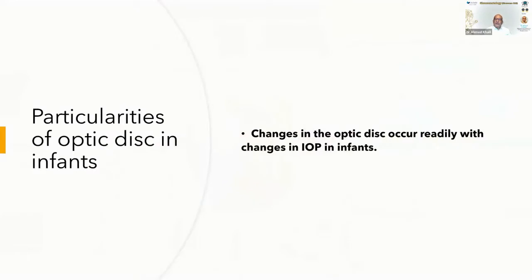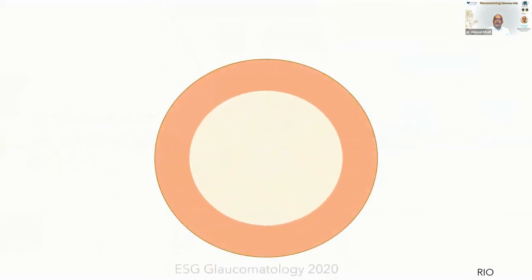Particularities in the optic disc of the infant: they occur readily with changes of IOP. So when the IOP increases, the cupping increases. When the IOP decreases, it decreases. Reversibility of the optic disc cupping.